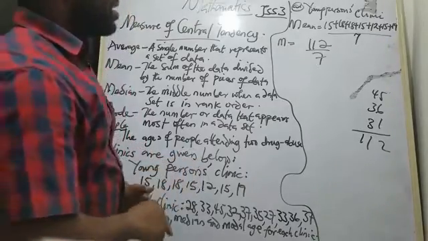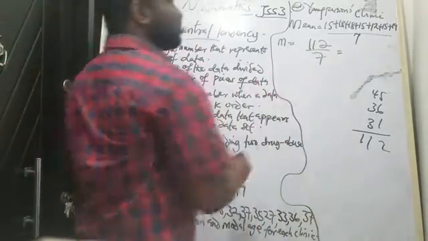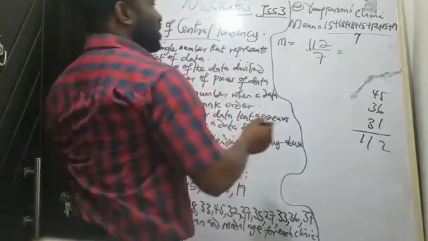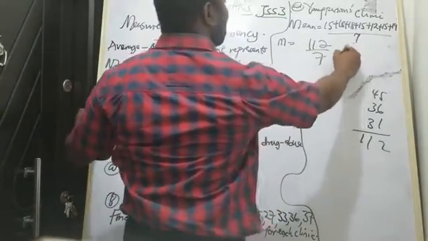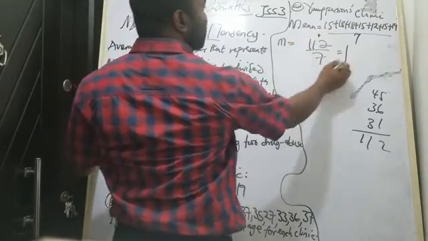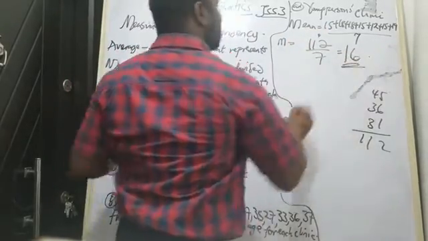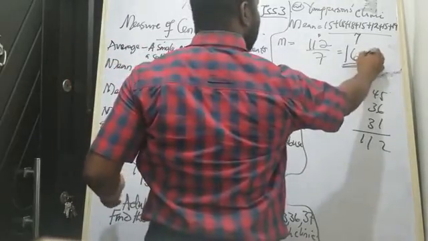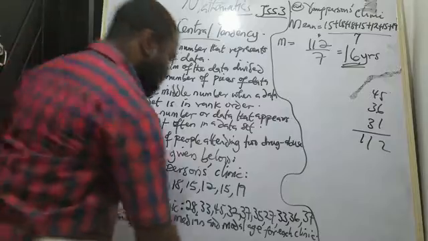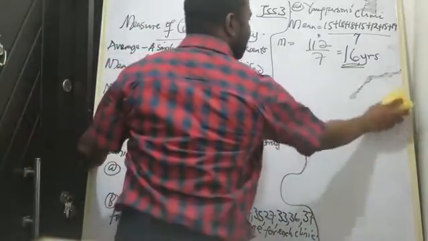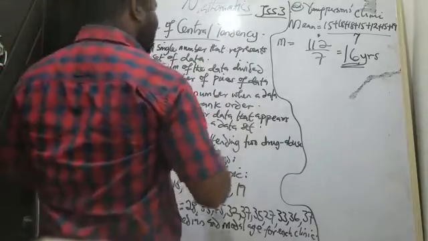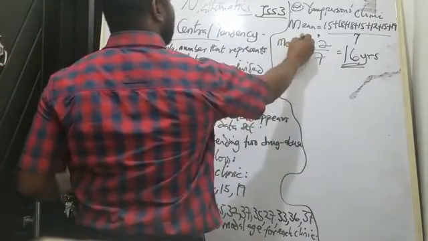All right. Now let's see. 7 goes in 11 once. What do you have left? 4. Now 7 goes in 42 six times. Hence, your mean is what? The mean age is 16 years. Okay, that's the mean age. Now let's take the next one. For the young persons clinic, this is the mean, don't forget.